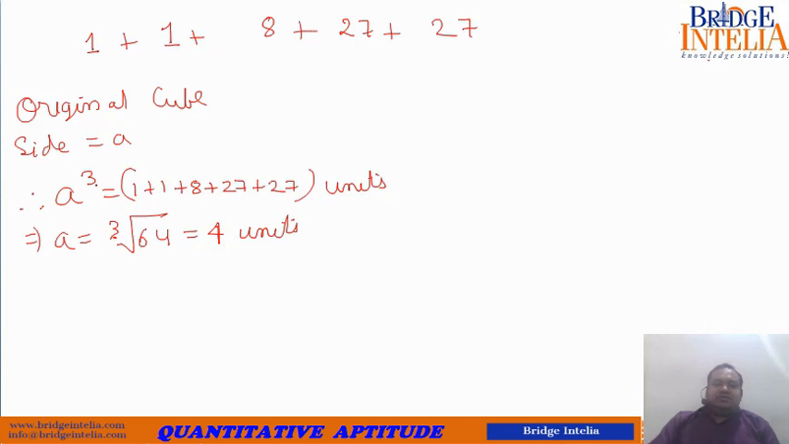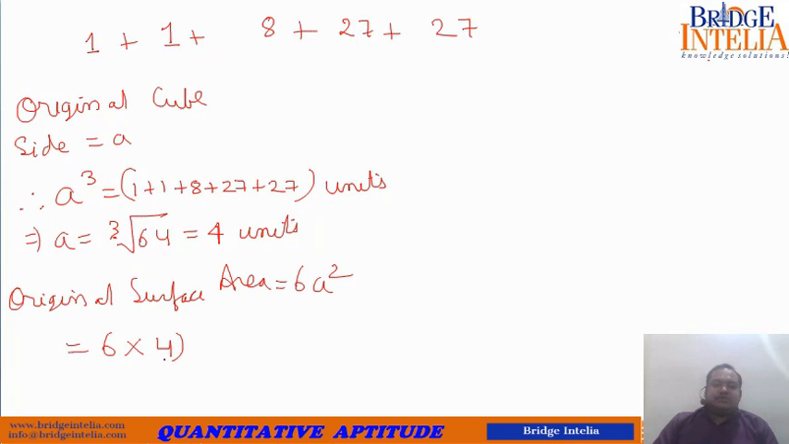So if the original cube had a side of length 4 units, the original surface area was equal to how much? 6a square, so 6 into a square, that means 4 square. So 6 into 16, 96 units. So this was the original surface area.